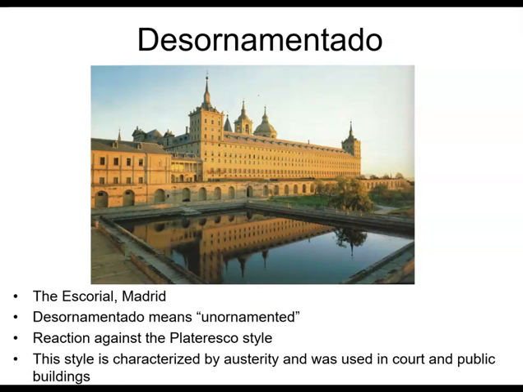Notice also the Roman arches at the bottom of the building. We have just this very simple Roman arch. There are no architectural elements surrounding the Roman arch, so it creates this very plain facade, but when we look at the overall building, it's still very monumental in style. And we see this design style applied to many court and public buildings.